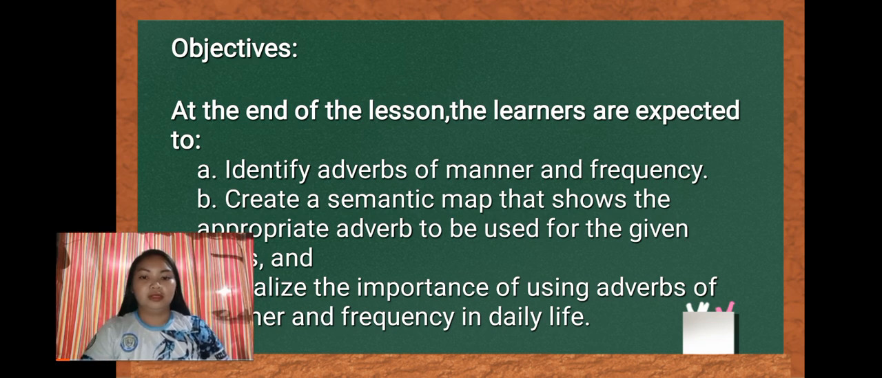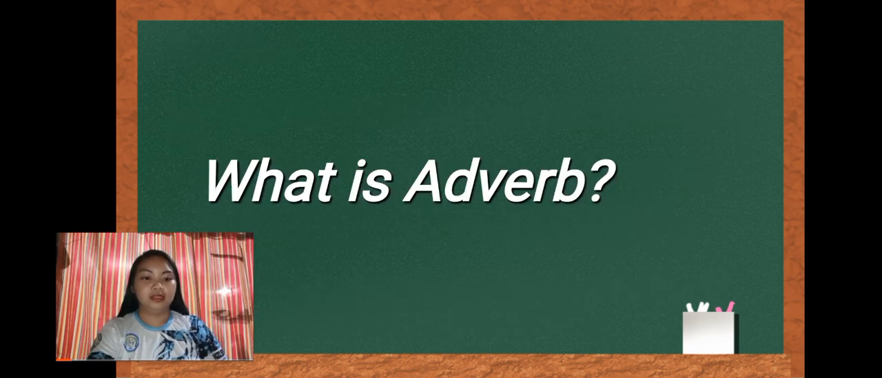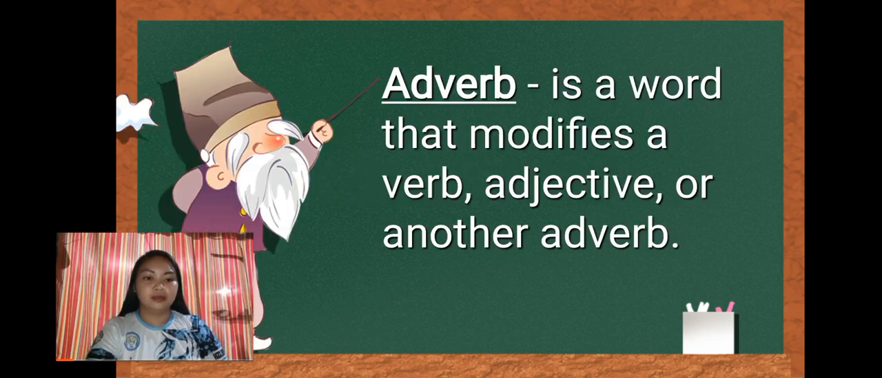Now let's start with the basics first. What is an adverb? An adverb is a word that modifies a verb, adjective, or another adverb. So an adverb describes how, when, where, or to what extent something happens.